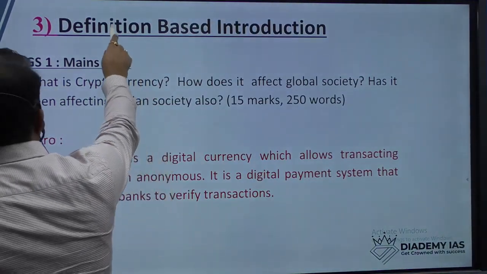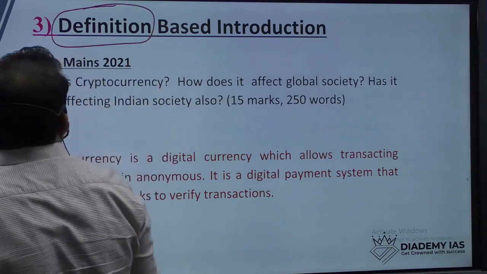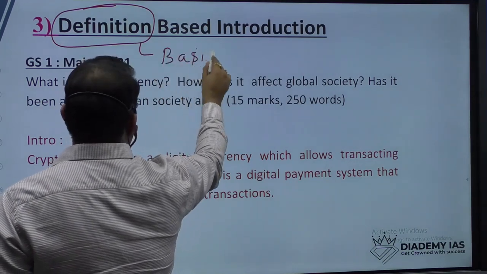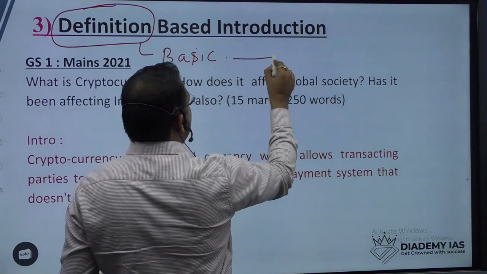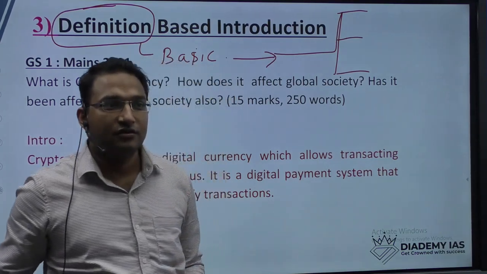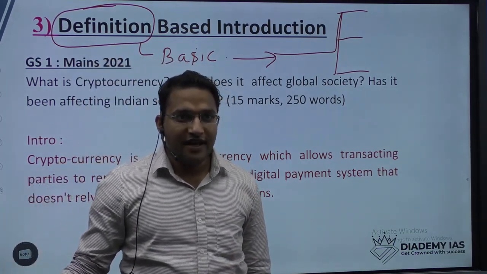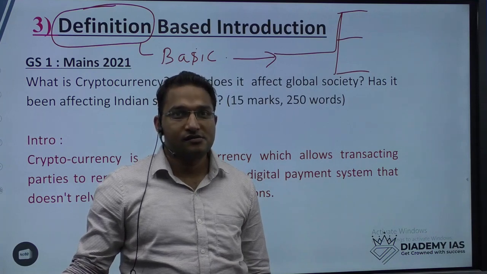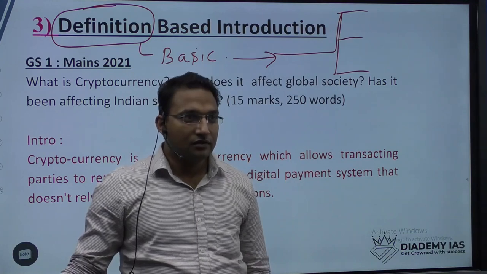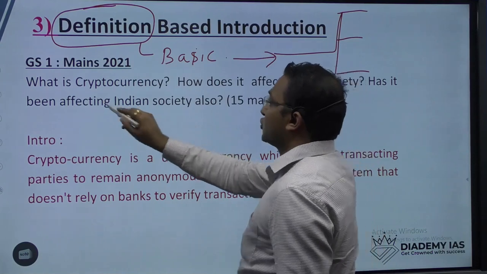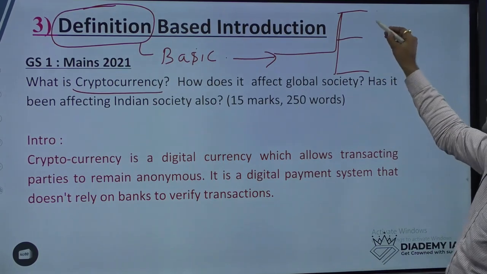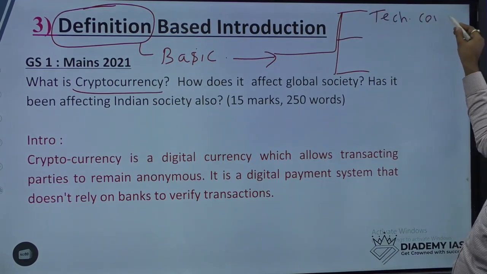Next is the definition-based introduction. Now, a definition might look like a very basic thing. Yes, it is basic, but it is helpful. In which areas should we use this definition? Where should we use definitions? Very good. Technical concepts. Like in this question only, cryptocurrency, where they directly ask, what is cryptocurrency? So they are asking for the definition only. Technical concept. That is mostly science and tech.